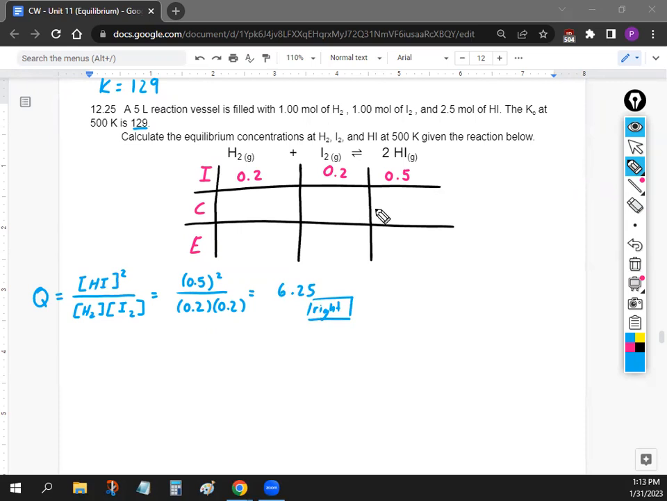Okay, which means we're going to make more products, right? So when we go to our change column, are we going to have a positive or negative change on your product side? Exactly, positive, which means you're going to have a negative change for your reactant side. Okay, so from there, it's just the regular ice table problem.